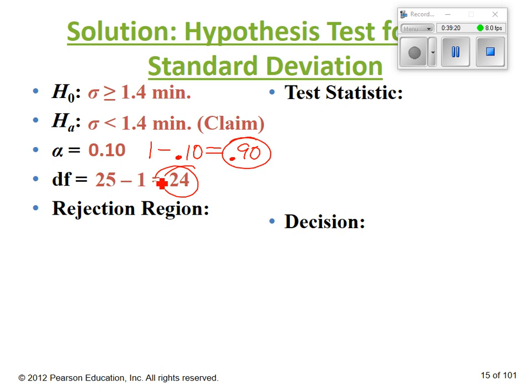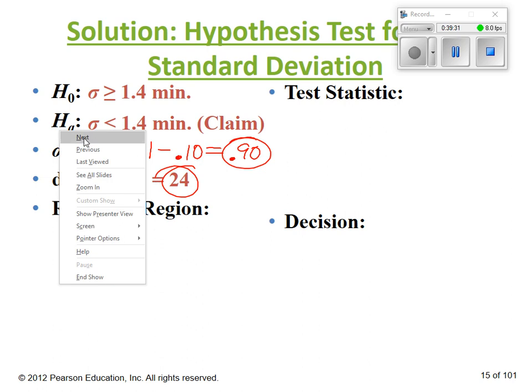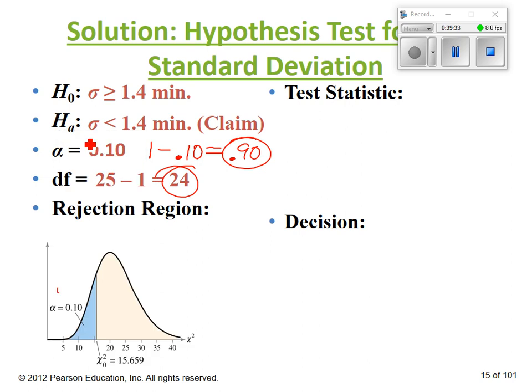24 and 0.90. 15.659. Is that what we had last time? Is that something different? So 15.659, that's our rejection region. Then we do our test statistic.